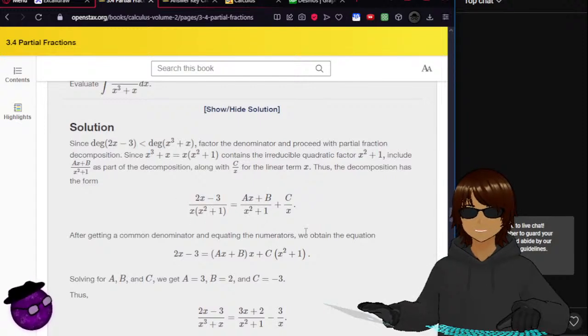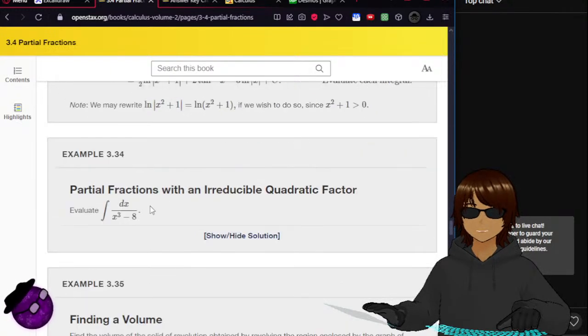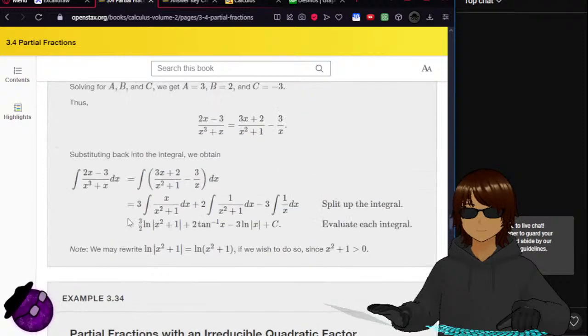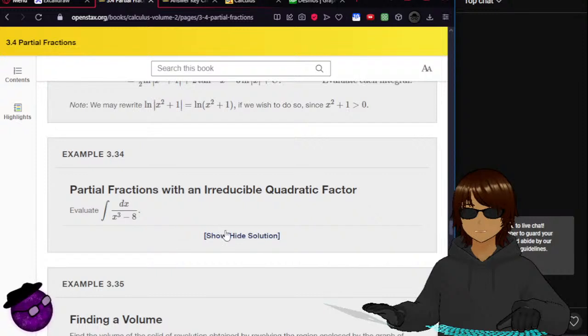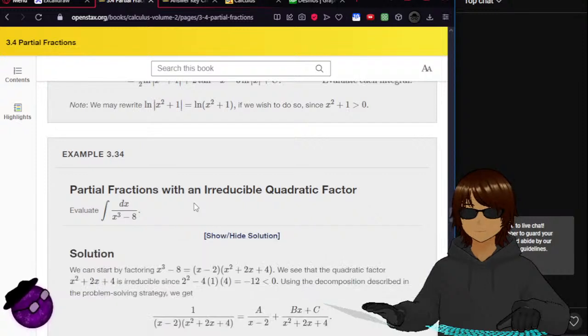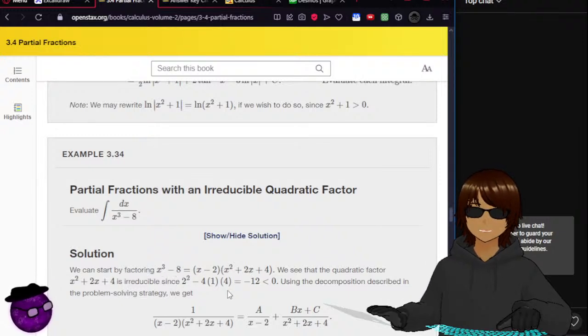Okay, they split this up, and this cannot be reduced further, x squared plus 1, so they wrote ax plus b over here, and then they solved it. Partial fractions with an irreducible quadratic factor. How would you split this? You can start by factoring x cubed minus 8. I think the factoring is the hardest part, because I did not imagine this.